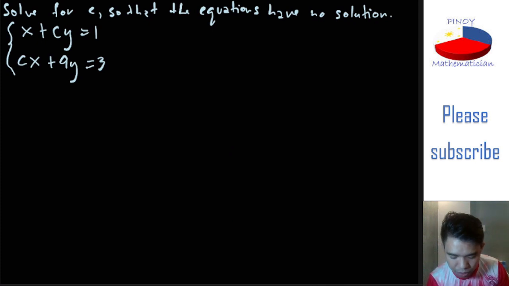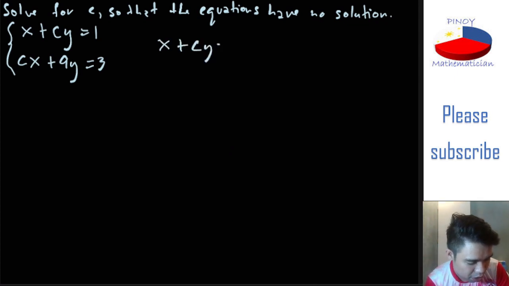All right, so what we're gonna do is just solve it as a system of linear equations. We're gonna use the elimination method. As you can remember, there are three methods for systems of linear equations: substitution, graphical, and elimination. So I'll just use the elimination method in this case. Again, let's rewrite the two equations.